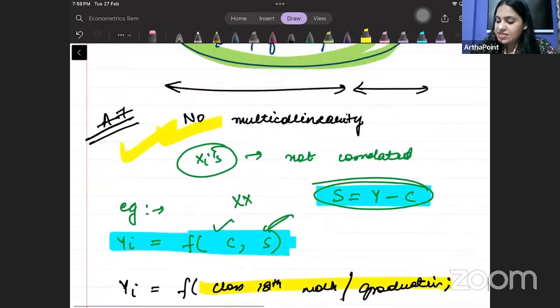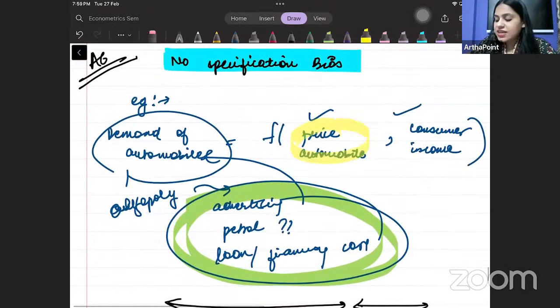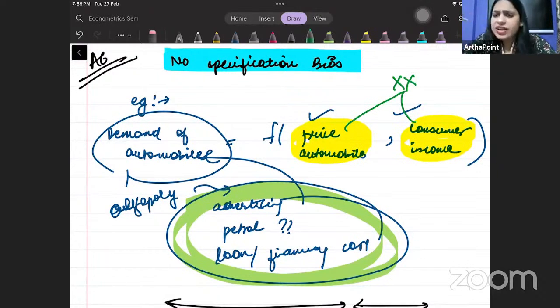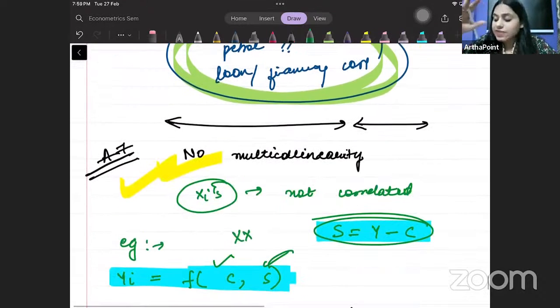तो जो भी मेरे xi's हैं, like here, one xi is the price of automobile, and the other is the income of the consumer. And these may not be related to each other too much. थोड़ा relation होगा, because when the income of consumers increases, the car prices will also increase. But they will not be very strongly related to each other. So, if there is not very high multicollinearity, then it is a good model to work with.